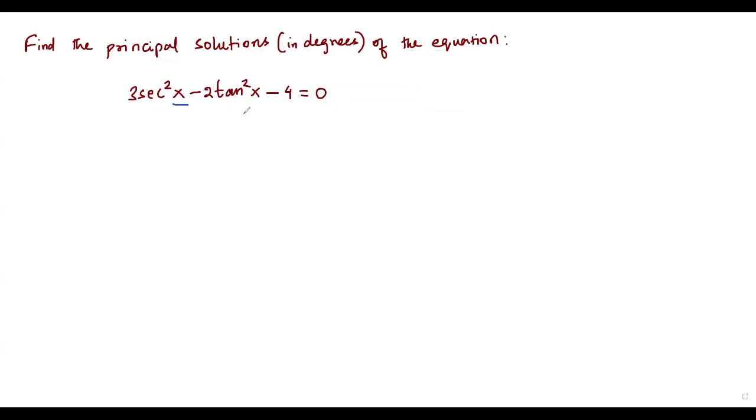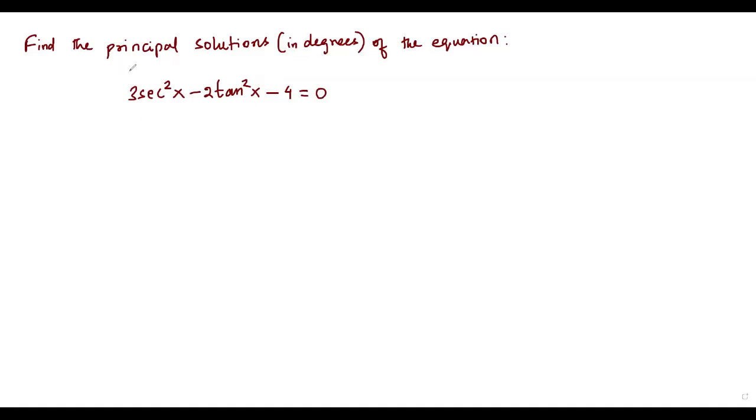In this equation, we have the variable x. So solving this trigonometric equation means we have to find the value of the variable x. And the variable x represents the angle measure. When I solve for x, the value I'm getting has to be in degrees according to the question. And also the question says find the principal solutions.